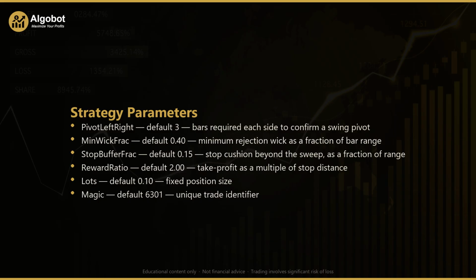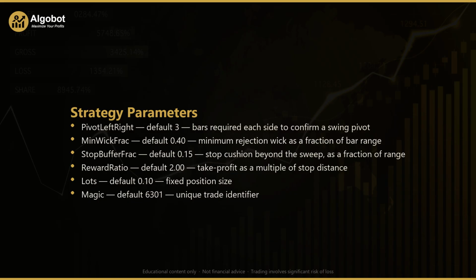Next is MinWickFrac, defaulting to 0.40. This is the minimum rejection wick size, measured as a fraction of the signal candle's full range. At 0.4, the wick must be at least 40% of the candle. Raise it towards 0.7 to demand a really dramatic pin bar rejection and filter out marginal pokes. Lower it towards 0.1 to take more setups.